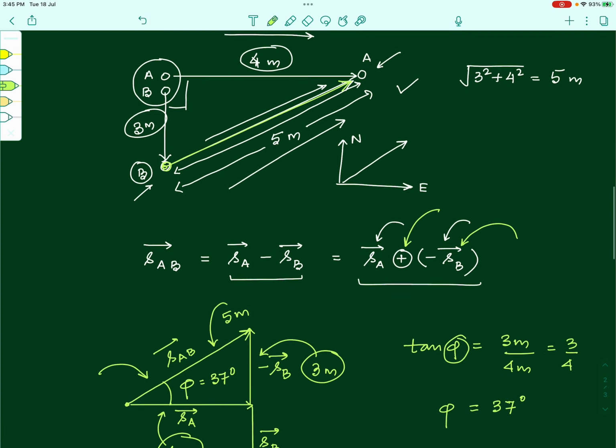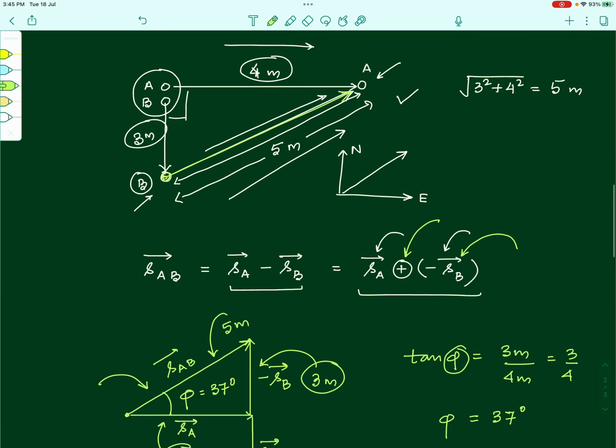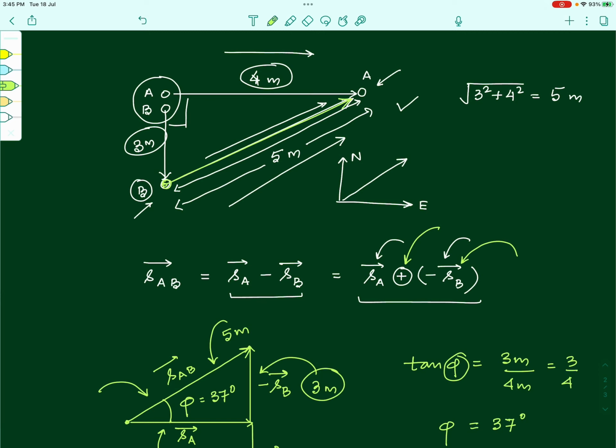So, see here what we are saying. Once again, the displacement of A as seen by B is not 4 meters, it is actually 5 meters, and this displacement is such that it makes an angle of 37 degrees with the eastward direction.